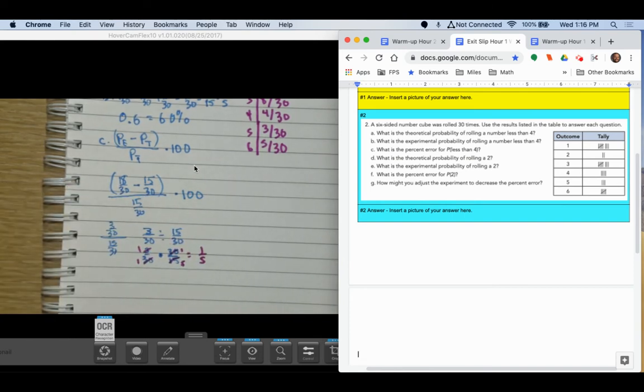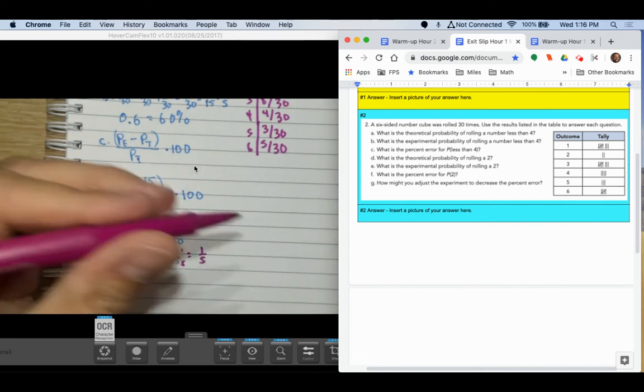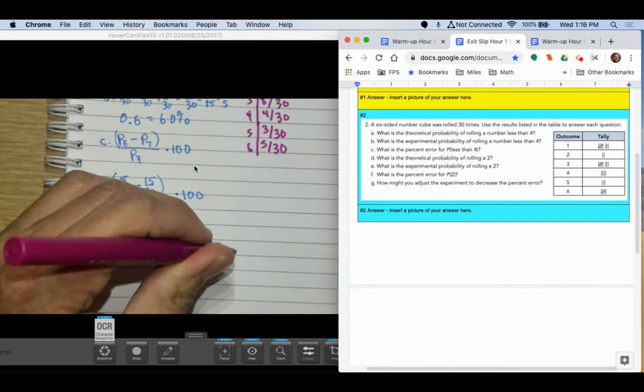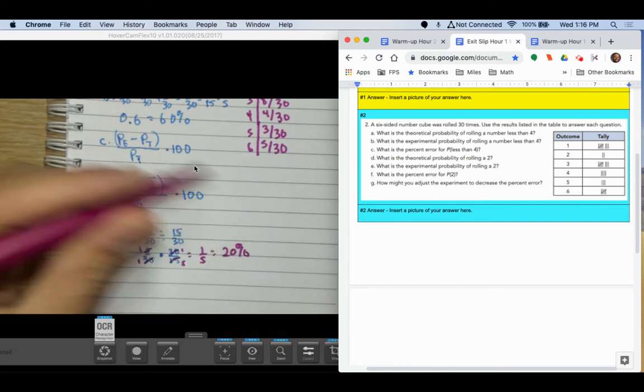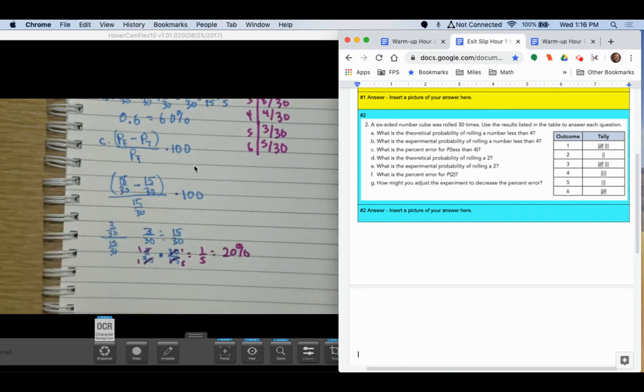1/5 times 100 is going to be equal to 20%. Because 1/5 is the same as 0.2. 0.2 times 100 is going to be 20%. And so my answer for C, the percent error, is going to be 20%. Okay? Definitely a hard thing to learn from this whole topic.